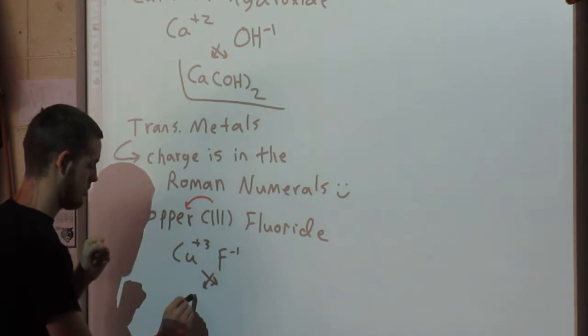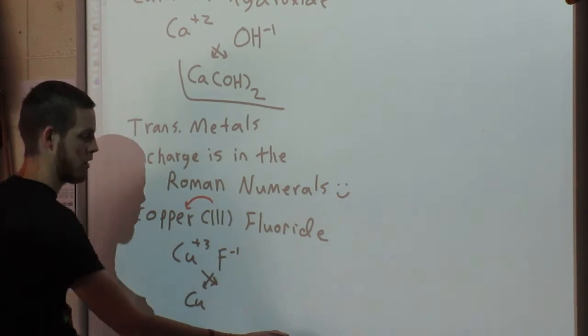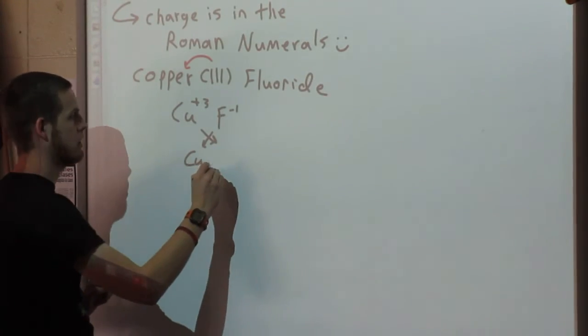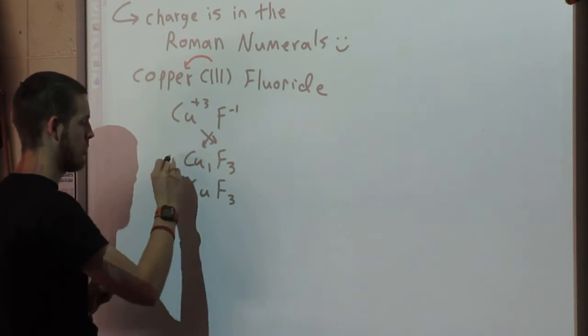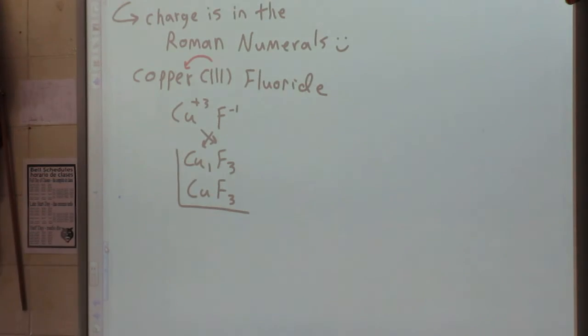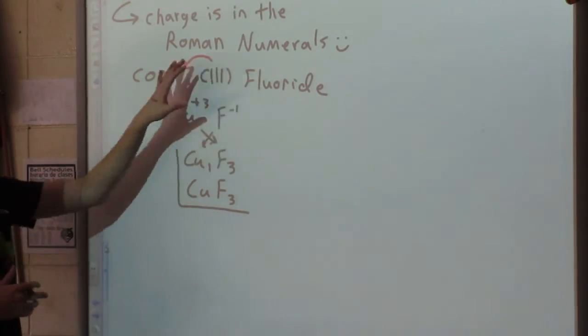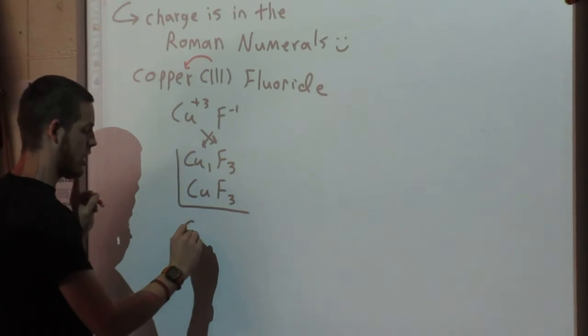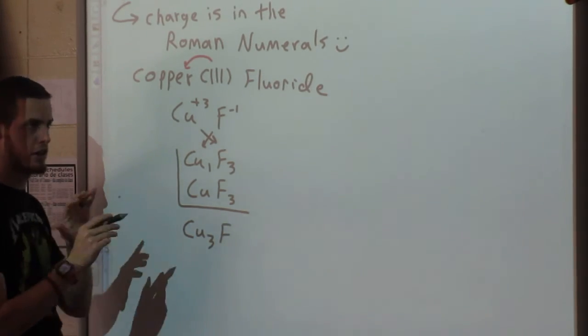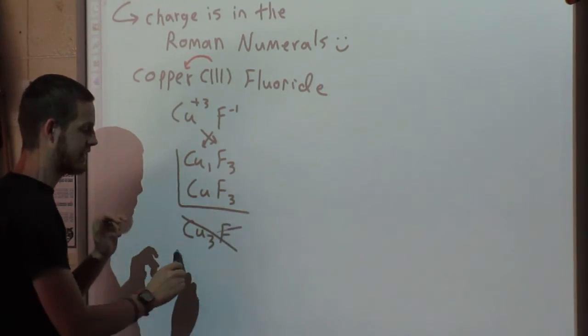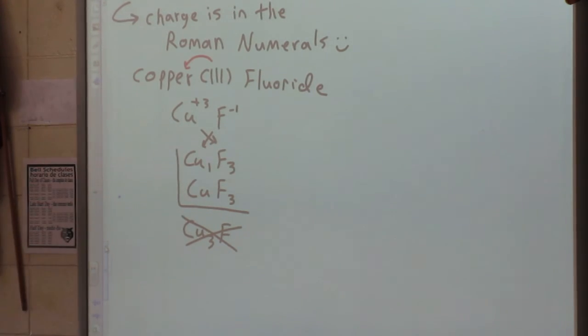Crisscross as normal. Cu1F3, which you can totally write as CuF3. You don't have to put the one, but you may. So those are the same as normal, but again, the Roman numeral goes here. There were a few people I saw from all my classes who just kind of did this. They did crisscross, they just kind of put the 3 in the middle. That's not correct. So just be careful. Be careful.